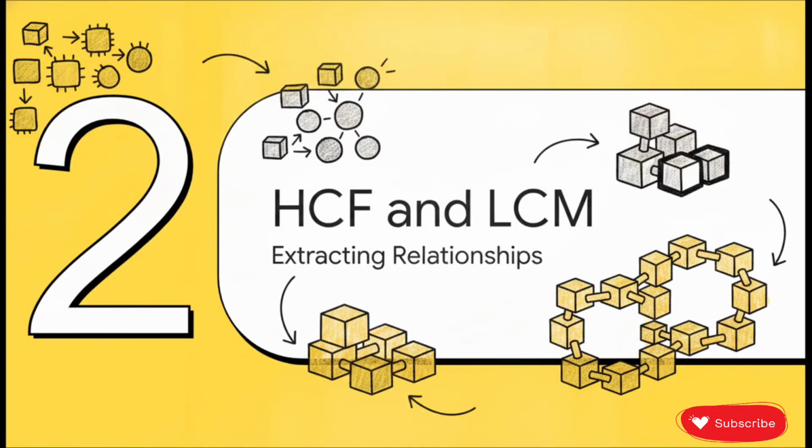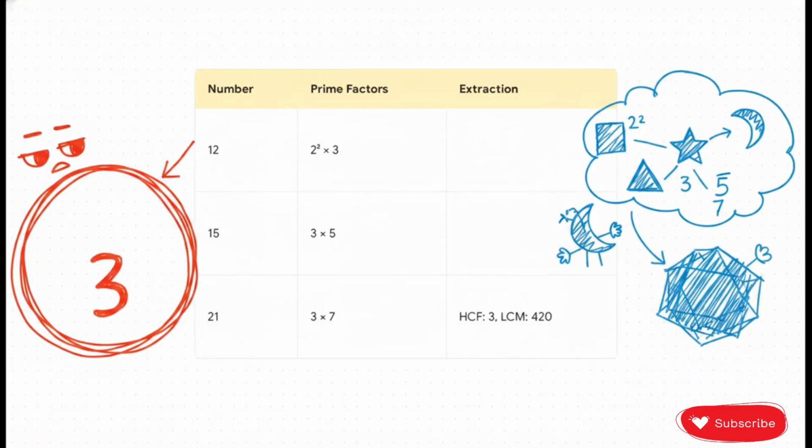Moving right along to section 2, finding HCF and LCM, extracting relationships. Now, what's really fascinating here is how clearly the strict, common-only rule of the highest common factor, the HCF, contrasts with the all-inclusive rule of the lowest common multiple, the LCM. Let's look at the numbers 12, 15, and 21.